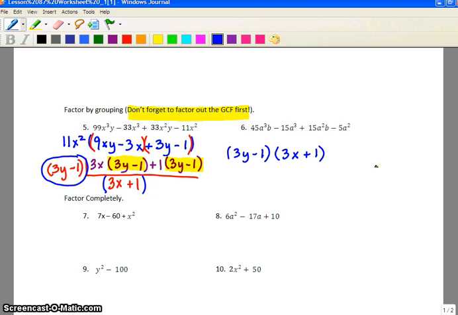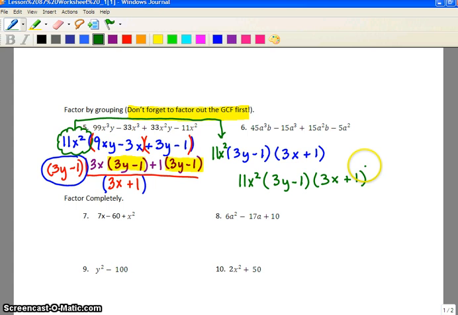There is something very small, yet very big wrong with this. Can you see it? This is the mistake we made a lot on our quiz. We took out an 11x squared when we first started this problem. I cannot leave it over there. That 11x squared has to come to be a part of my answer. So what I get as my final answer is an 11x squared times a 3y minus 1 times a 3x plus 1. Now I'm done.